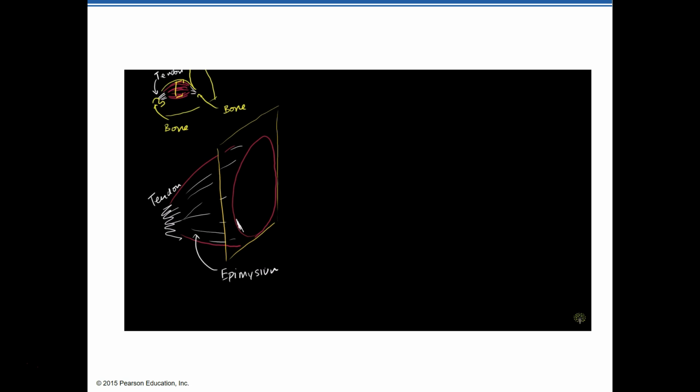Let me do it in another color. I'll do it in orange. This orange tissue right here, and then it divides off little, I guess we could call them fibers of some sort. So we have this orange tissue right there. This is called the perimysium. And that's also just connective tissue inside of the actual muscle.